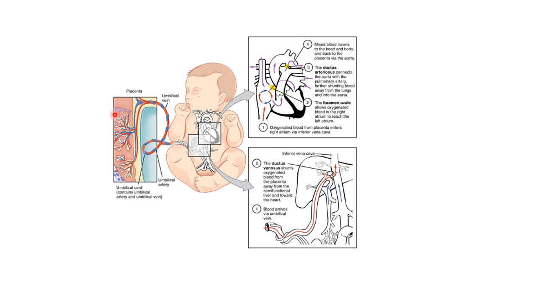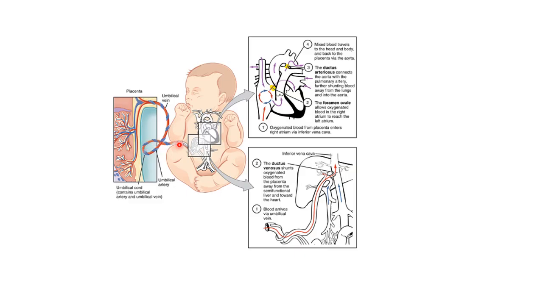So from the placenta, the oxygenated blood, as you can see in the red color, is taken into the fetus via the umbilical vein. So the red color is the umbilical vein. You can see it is entering into the fetus through the umbilical cord.